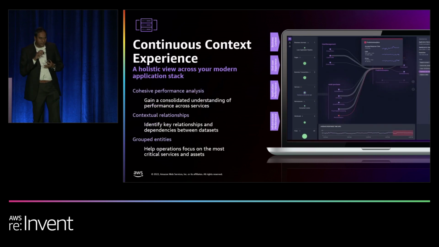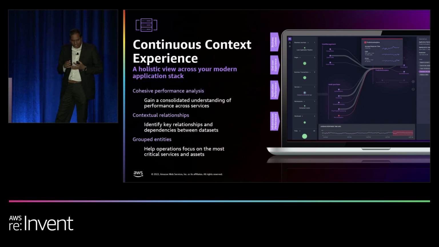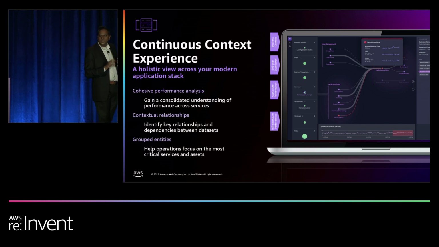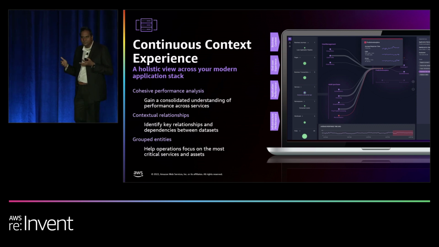The second piece around continuous context is you'll notice the tabs that you see on the screenshot to the right. It talks about the business context, the end user context, the application, and the infrastructure performance. And you will see this in the demo too. It's a single view that you get so that in some ways, in some organizations today, especially in larger organizations, each of these tabs represent different teams, right?